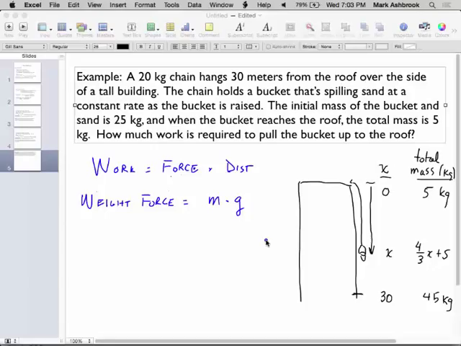X is hanging down and the mass is 4/3 x plus 5. Okay, so if the mass is 4/3 x plus 5, then what's the weight at x meters? What's the weight? It's going to be our 4/3 x plus 5, right? That's how much mass you have, times. So that's the weight of x meters when x meters is hanging over the edge. That's the weight, or the force.